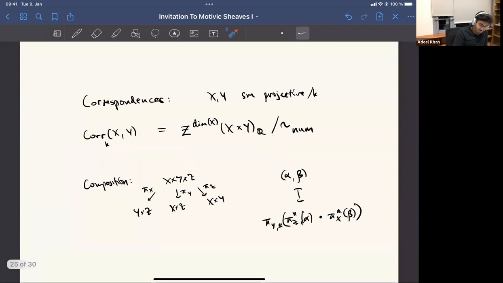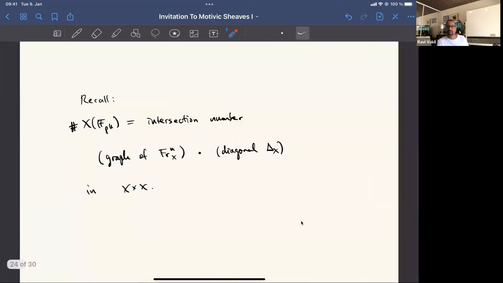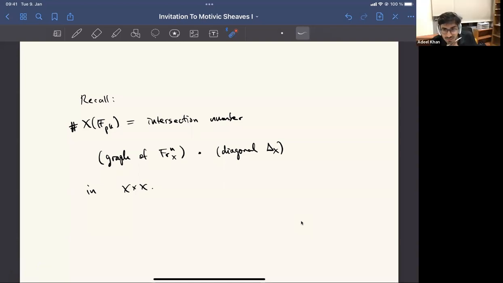Okay, so now I think this was the direct motivation for. And that was the Lefschetz fixed point formula? Exactly. Yeah, exactly that. That's why we're doing that.